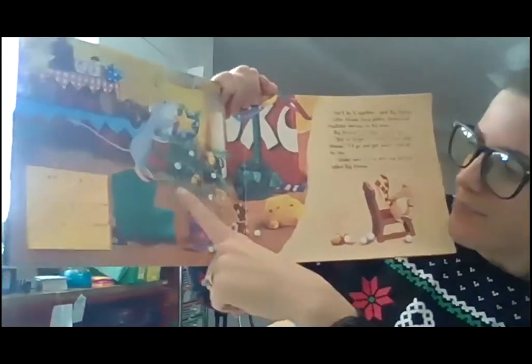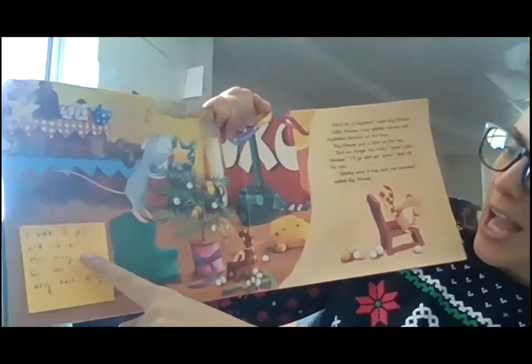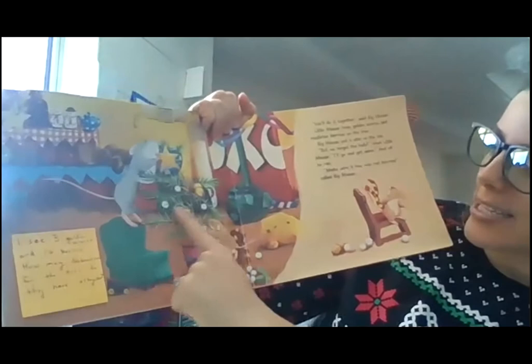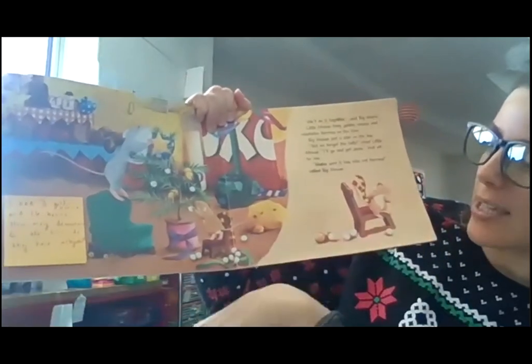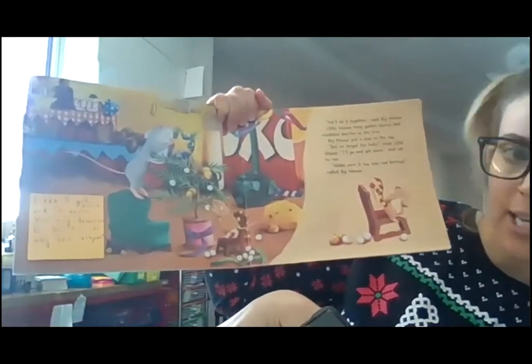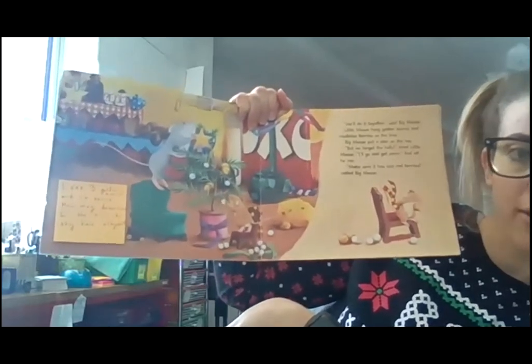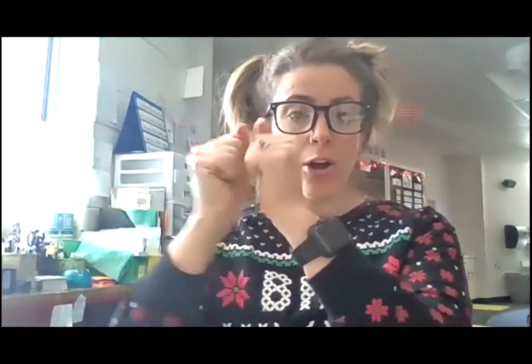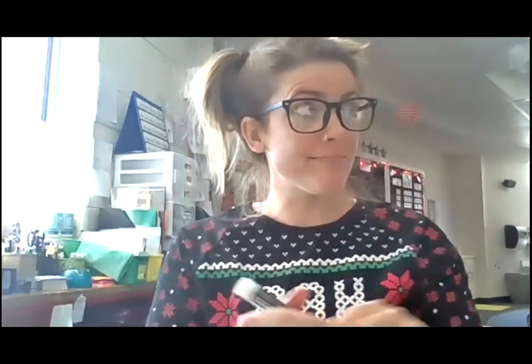All right, let's see the story problem. It says, I see 3 golden acorns and 16 white berries. How many decorations for the tree do they have all together? 3 golden acorns and 16 white berries. Think of putting 2 parts together to find a whole, or having a whole and taking away parts for subtraction. Think about it. All right, go ahead and pause and solve.